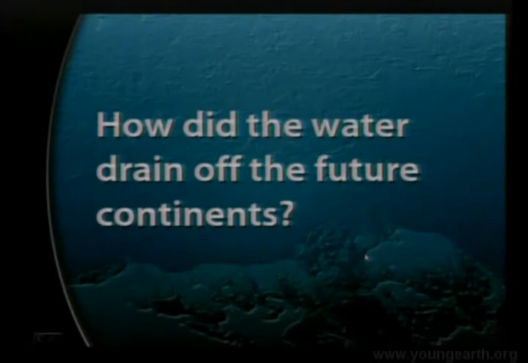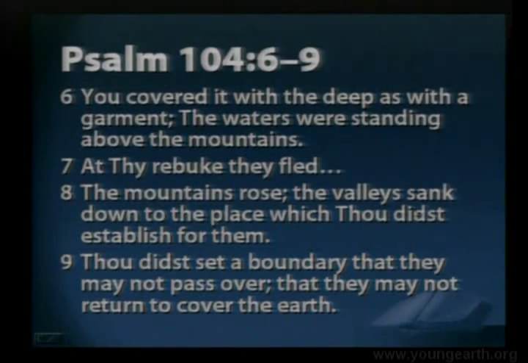So the first thing you've got to think about is, well, how did the water drain off the future continents? How does this happen, in order for you to produce this water moving in sheets and water moving in channels? Well, I believe Psalm 104, verses 6 to 9, talk about this. You covered it with the deep as with a garment. The water was standing above the mountains. At thy rebuke they fled. The mountains rose, the valley sank down to the place which thou didst establish for them. Thou didst set a boundary that they may not pass over, that they may not return to cover the earth.